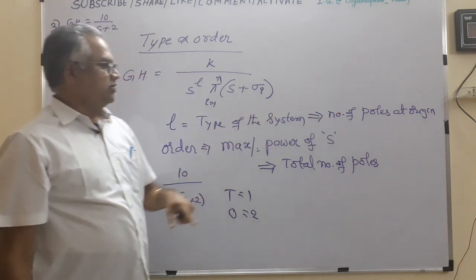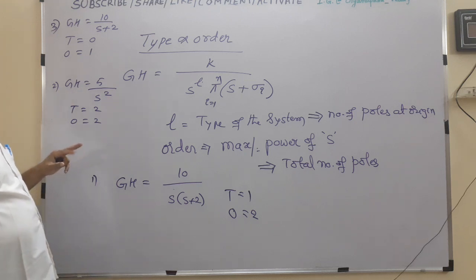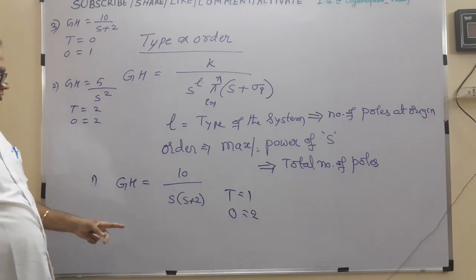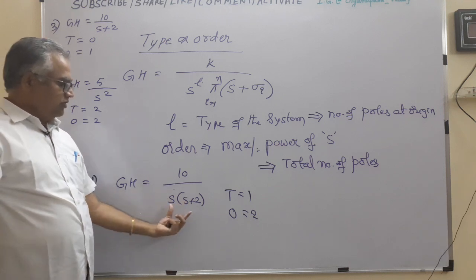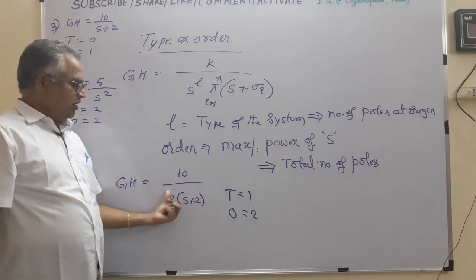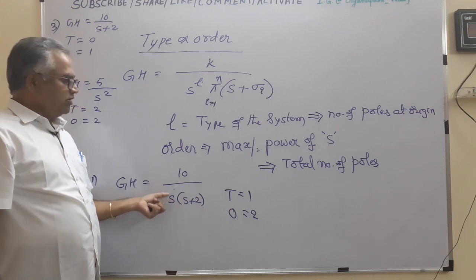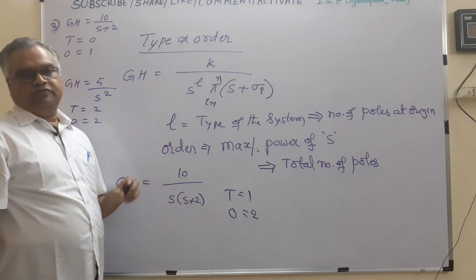So type will tell the number of poles at origin, and order will tell you the total number of poles. How many poles are there? s equal to -2, s equal to 0. So total poles is told by the order. Number of poles at origin is told by the type. That is the difference.